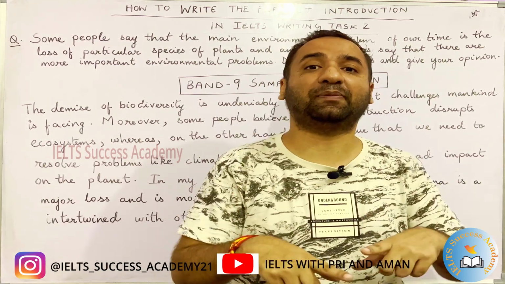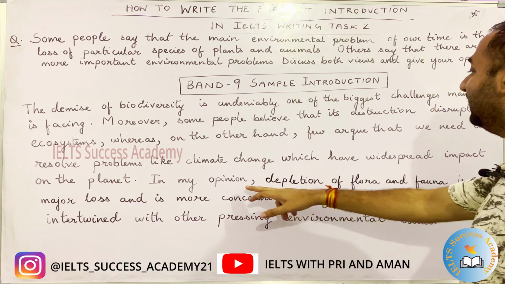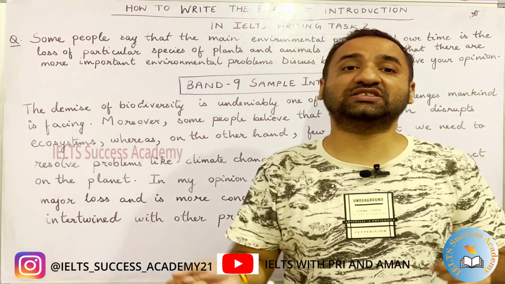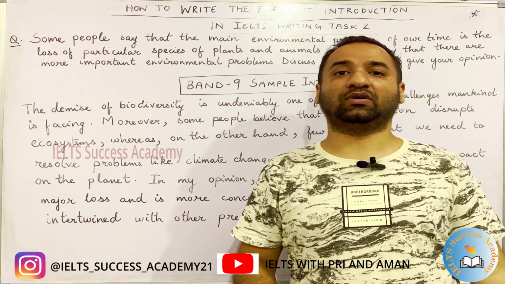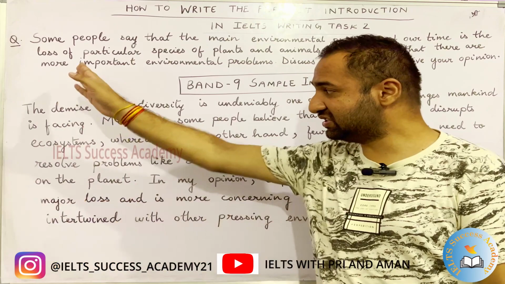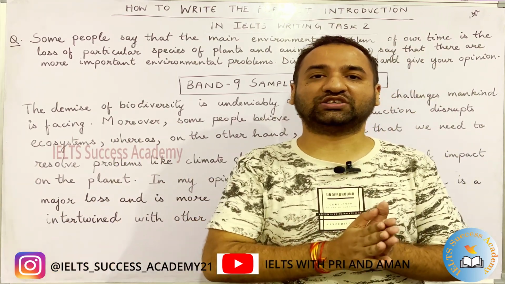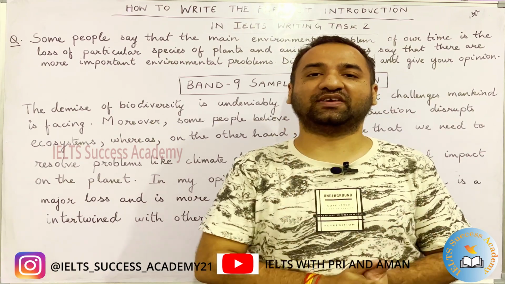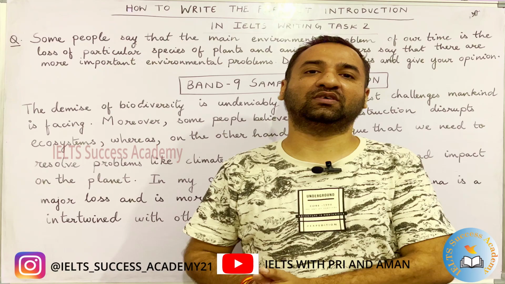Now, this is the second part. If I had to say, I can also say that in my opinion, climate change is the biggest problem, or pollution is the biggest problem, and not loss of biodiversity. So, this is how you write an introduction. In your introduction, you write your paraphrasing, you write a general statement, and you write your opinion.